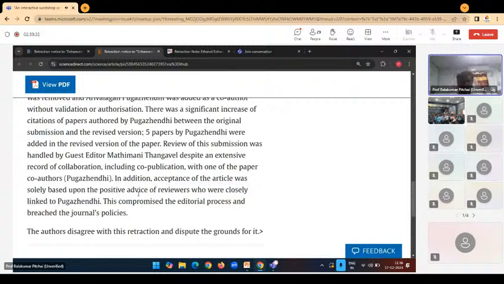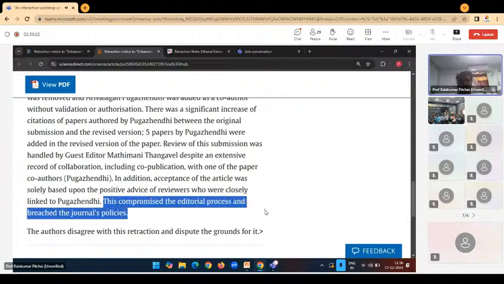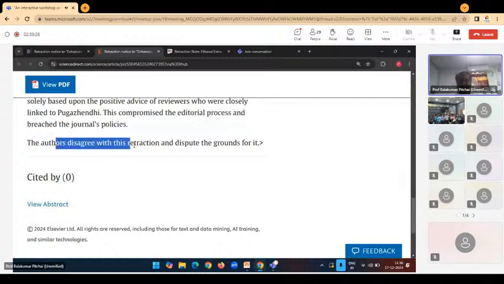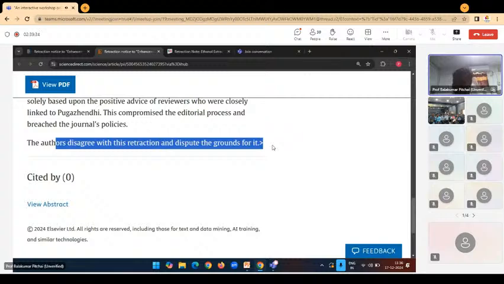So this compromised the editorial process and breached the general policy. The authors disagree. They sent this retraction note to the author, but they did not agree. "No, we don't agree with that." So you can see the reason for retraction is not only image manipulation or plagiarism.